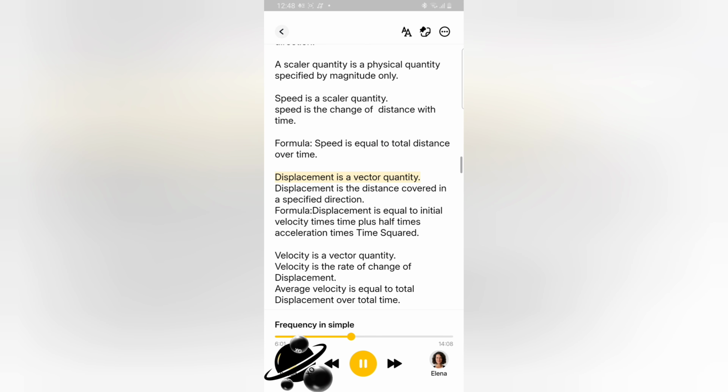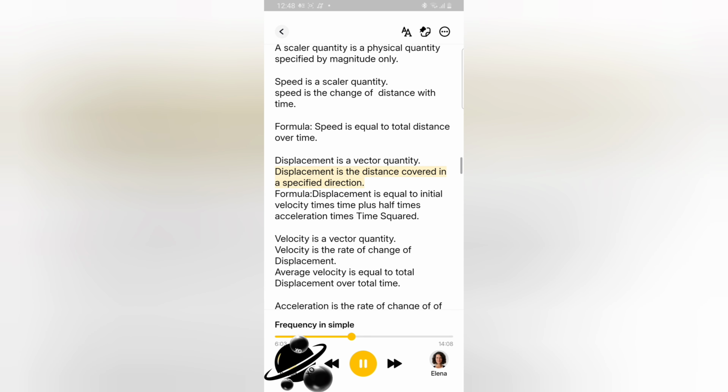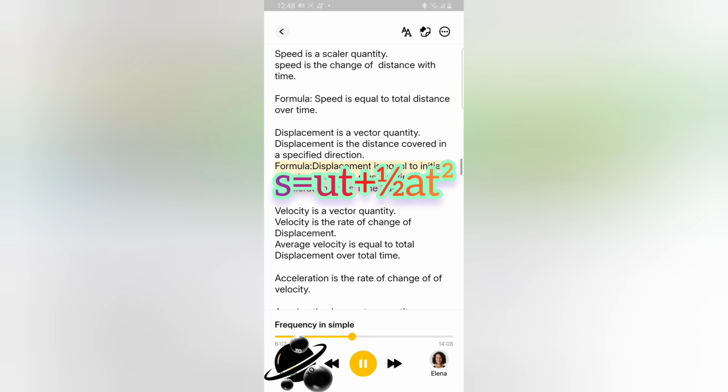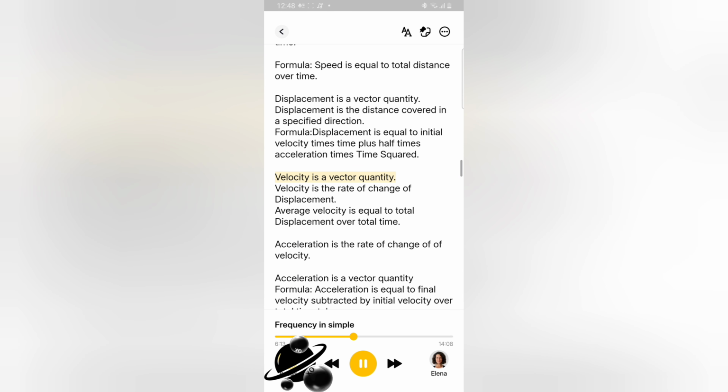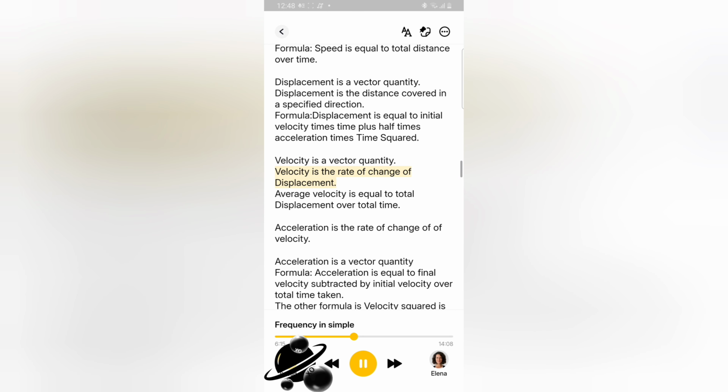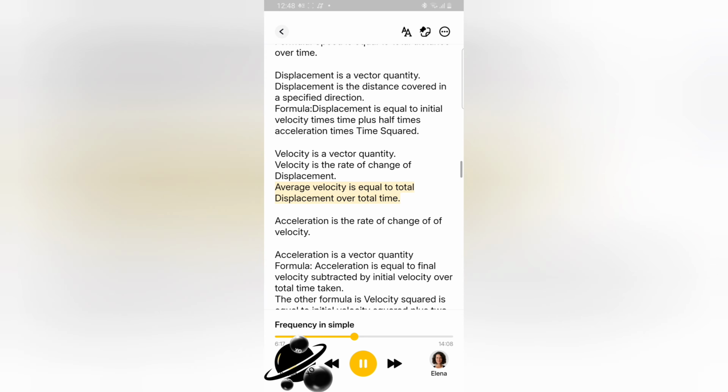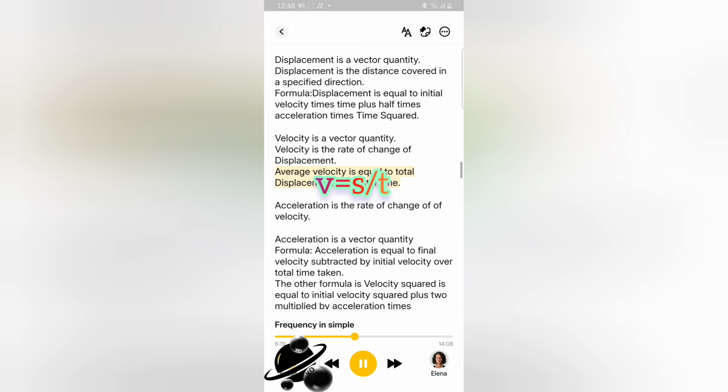Displacement is a vector quantity. Displacement is the distance covered in a specified direction. Formula: displacement is equal to initial velocity times time plus half times acceleration times time squared. Velocity is a vector quantity. Velocity is the rate of change of displacement. Average velocity is equal to total displacement over total time.